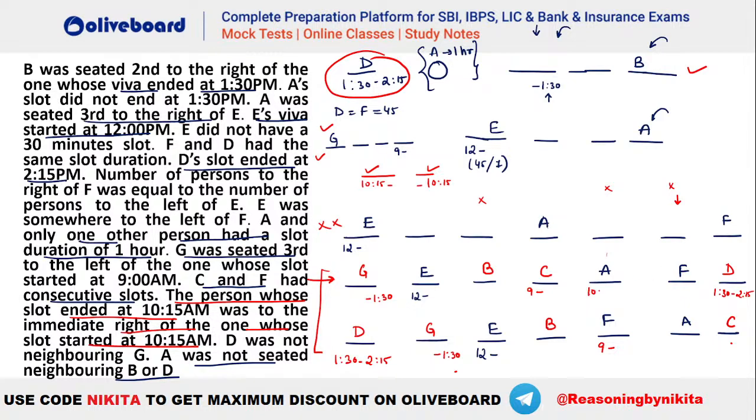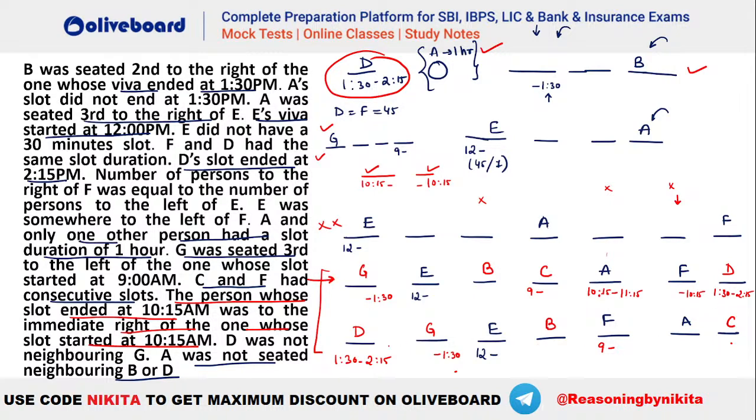So that means A will be the one who is starting at 10:15 here, right? And we know that A has to be a 1 hour slot duration. ये तो हमें पता था. So that means A has to be 10:15 to 11:15, right? So this is going to be A here, 10:15 to 11:15 a.m. Okay. Similarly, your F has to be the one who is ending at 10:15 here. ठीक है, ये F हो जाएगा जो end कर रहा है 10:15 पे.